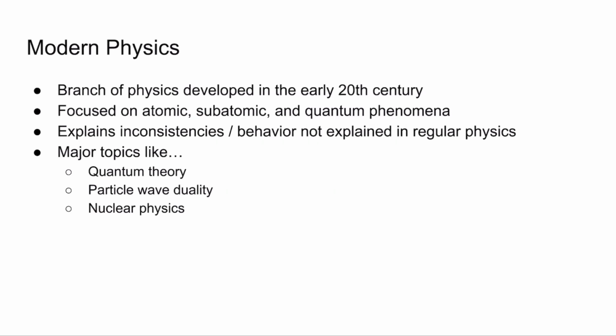Today's video is going to be on modern physics. So what is modern physics? Modern physics is basically just a branch of physics that's focused on the quantum scale. So this is when things are super tiny. This explains some inconsistencies or observed behaviors that aren't explained by regular physics.